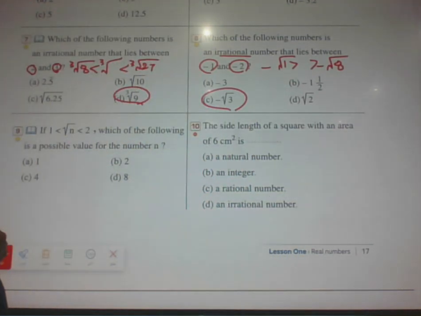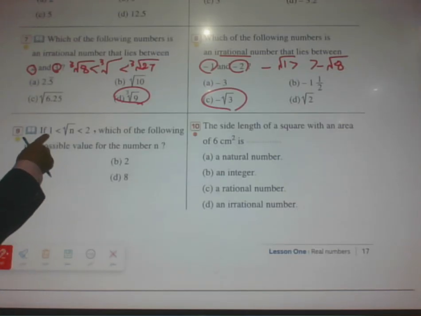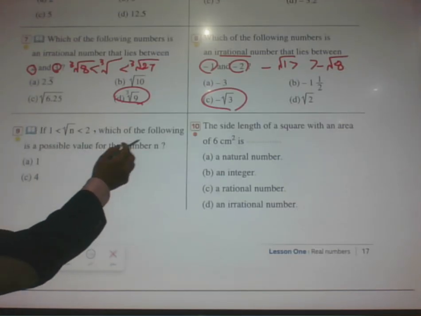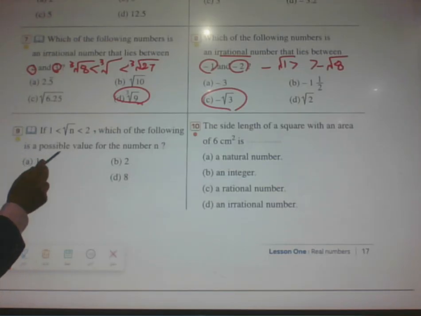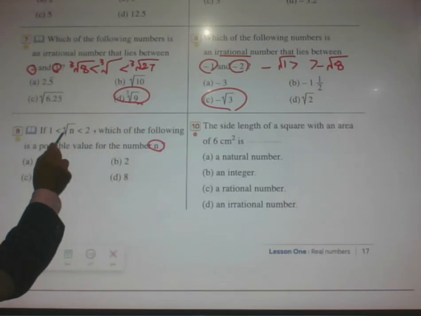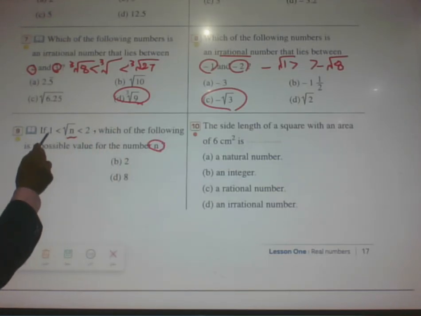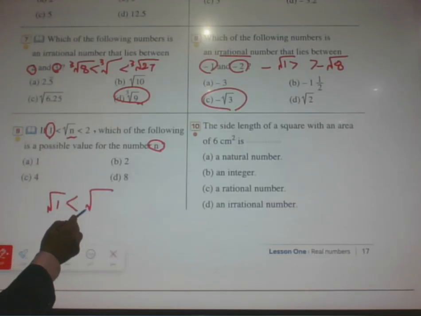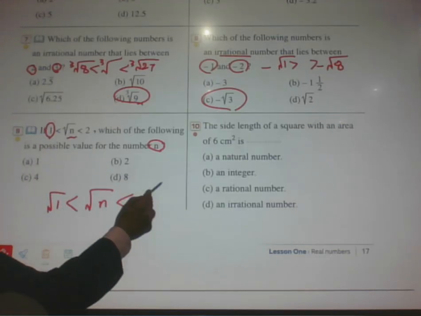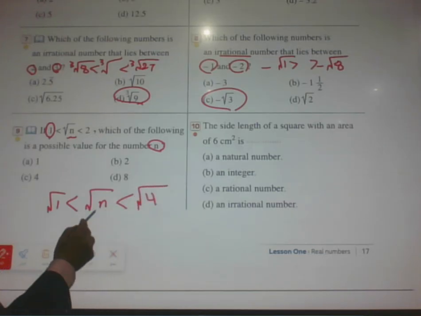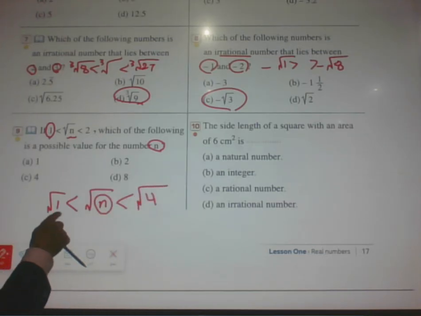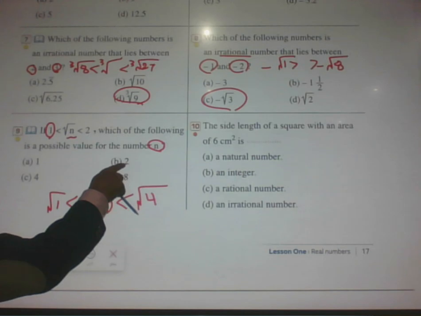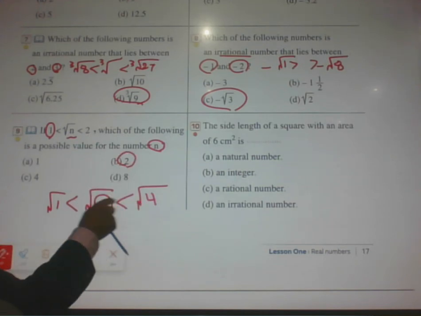Next question here, number 9. 1 less than square root of n less than 2. Which of the following is a possible value of the number n? Okay, who can tell me? We have 1, it will be square root of 1. And we have square root of n. 2 equals square root of 4. So n will lie between 1 and 4. We have 2. Yes, 2 lies between 1 and 4.